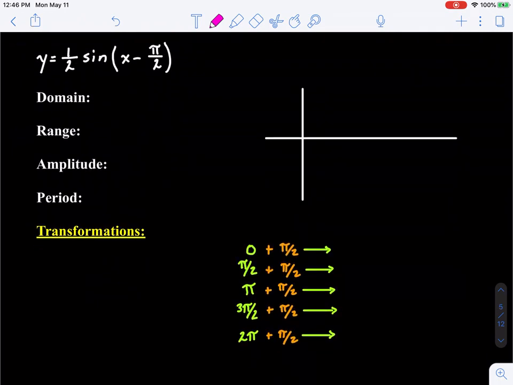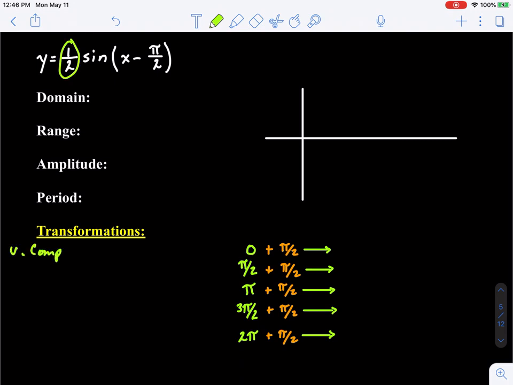All right. The next graph we have, we're going to start out with our transformations. We have this value, which is a vertical compression by a factor of 1/2, which also will be the amplitude. And then we have this, which is a shift to the right pi over 2.